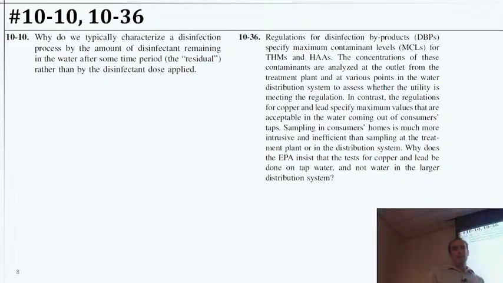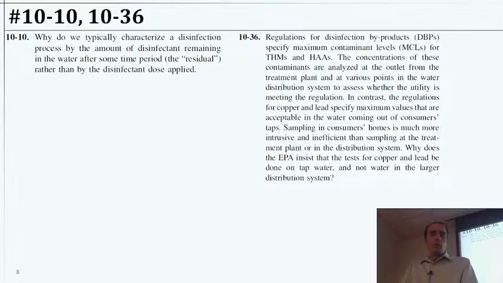So 10.36 describes the regulation for disinfection byproducts, specifying maximum contaminant levels for contaminants analyzed at the outlet from a treatment plant and various points in the distribution system, to assess whether or not the utility is meeting the regulation. In contrast, lead and copper are tested differently, at household levels, and that's difficult and not always very accurate.